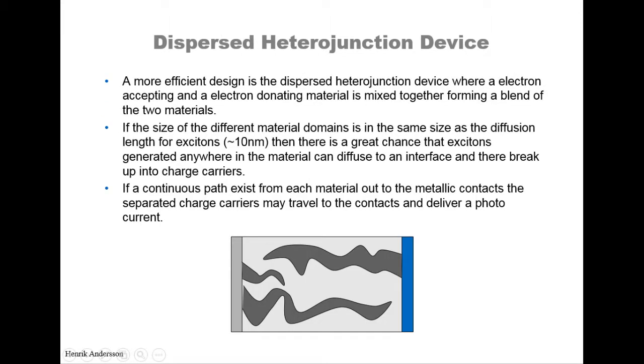Dispersed heterojunction device. A more efficient design is the dispersed heterojunction device, where an electron accepting and an electron donating material is mixed together, forming a blend of the two materials. If the size of the different material domains is the same size as the diffusion length for excitons, then there is a great chance that excitons generated anywhere in the material can diffuse to an interface and there break up into charge carriers.